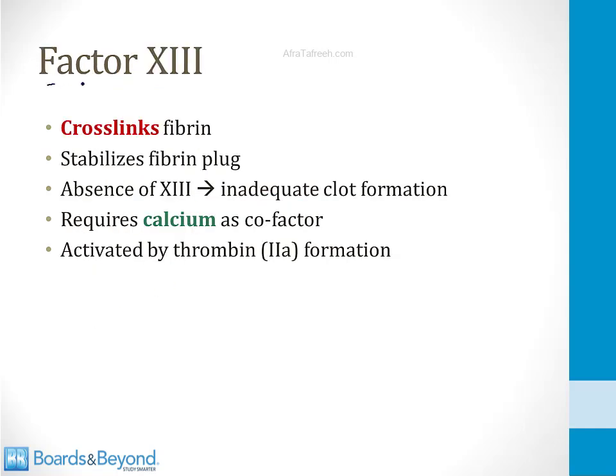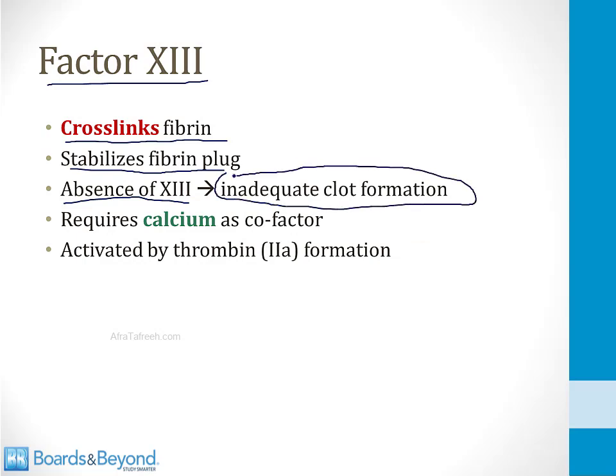Now let's talk about factor 13, which we haven't discussed yet. The job of this coagulation factor is to cross-link fibrin once fibrin has been formed. By doing so, it stabilizes the fibrin plug. So if there is an absence of factor 13 for any reason, fibrin will form, but it will be inadequate because it is not cross-linked. Factor 13 requires calcium as a cofactor, and it's activated by thrombin just like fibrinogen.